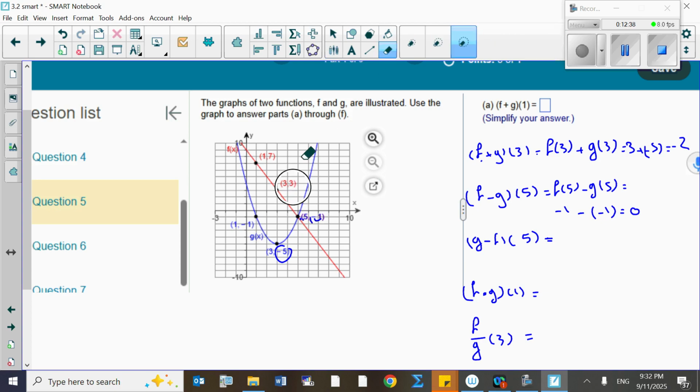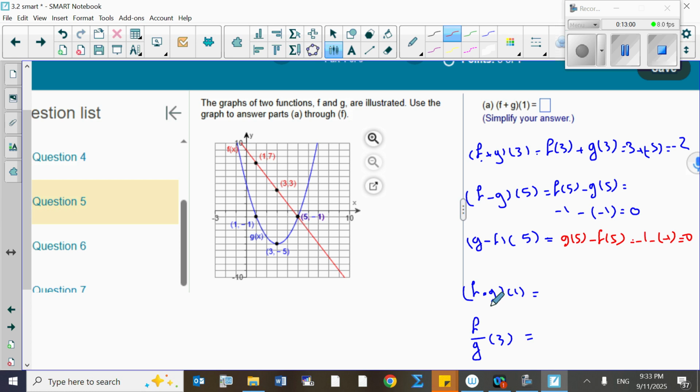Now, what is g minus f of 5? So g of 5 minus f of 5. g of 5 is -1. f of 5 is also -1. So this is -1 minus -1, which is 0.